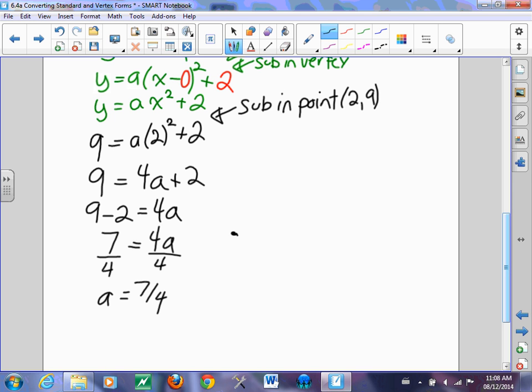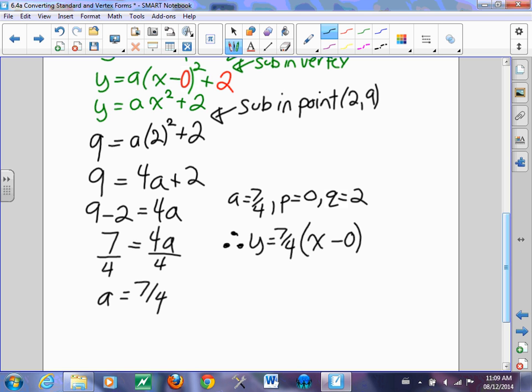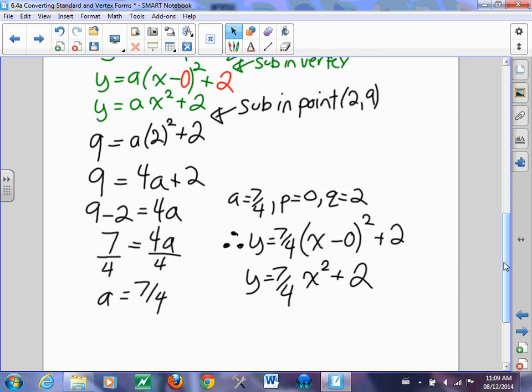Okay, so now we can sub it in. Therefore, first of all, we've got A equals 7 over 4, p equals 0, and q equals 2. Therefore, let's sub it all in. So we've got y equals 7 over 4, bracket, x minus 0 squared, plus 2. And please simplify that, ladies and gentlemen. So y equals 7 over 4 x squared plus 2. I would also accept, ladies and gentlemen, y equals 1.75 x squared plus 2.